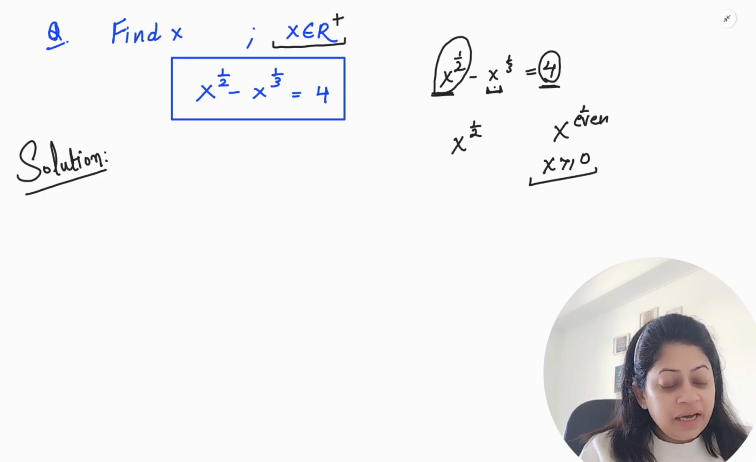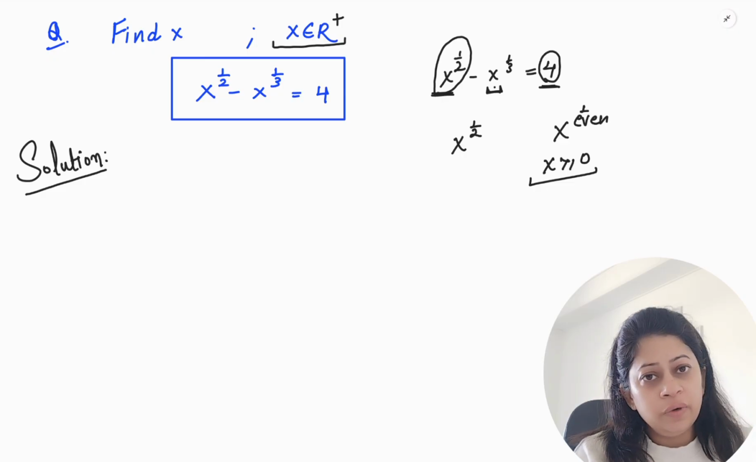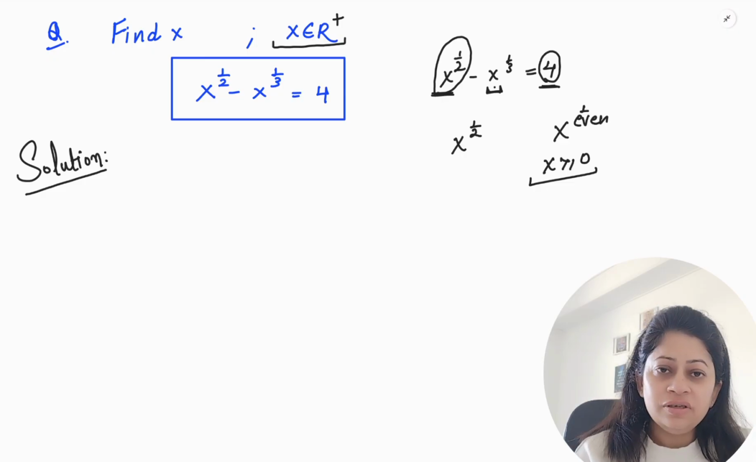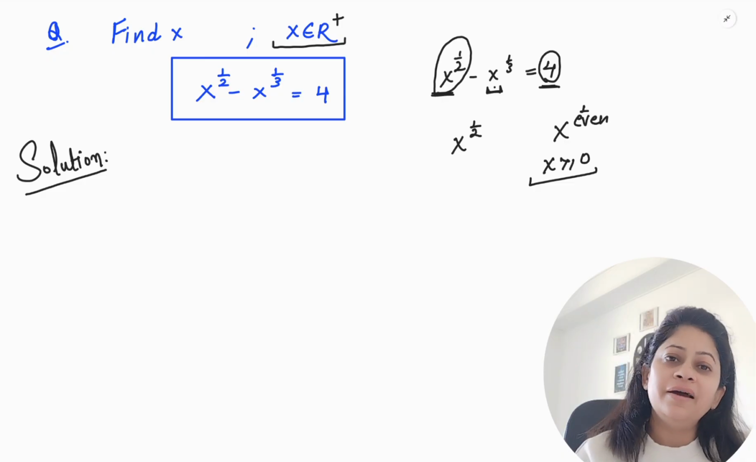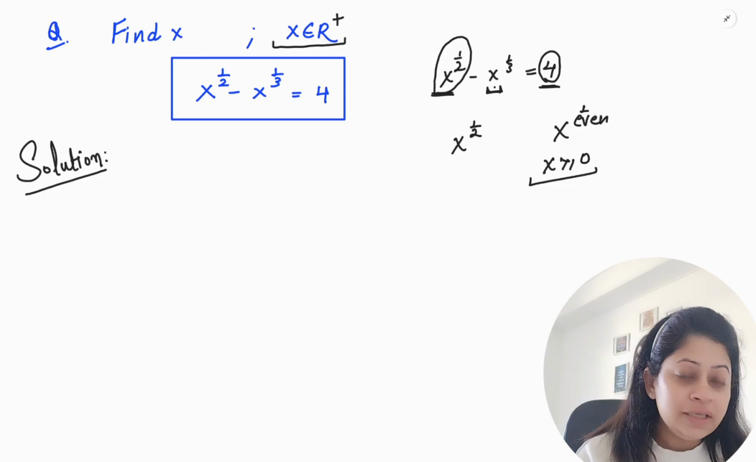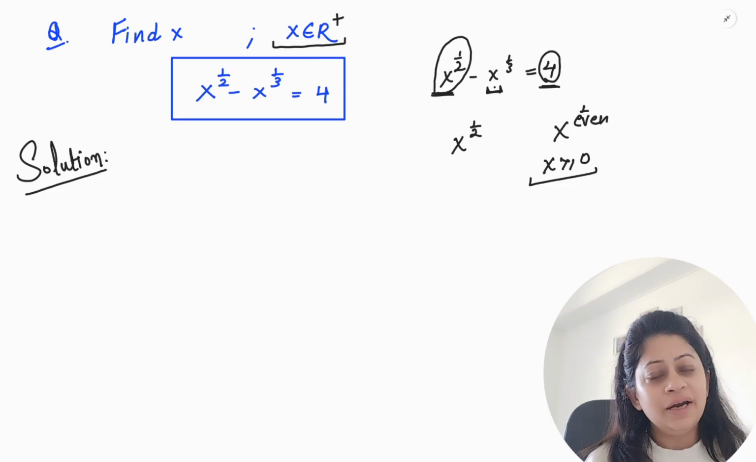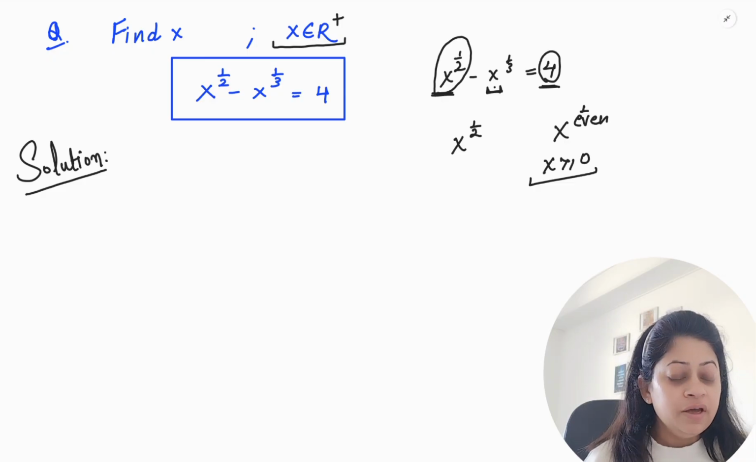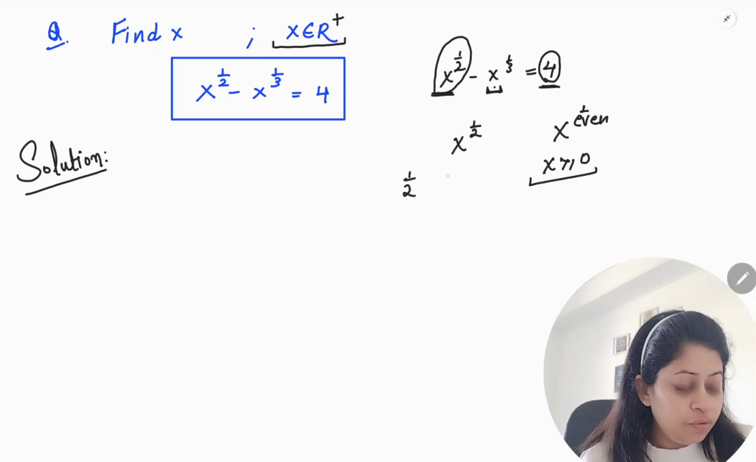This is not a linear equation, a quadratic equation or a cubic equation. I can solve linear and quadratic equations by taking the roots, and I can solve a cubic equation by finding one root by hit and trial and then dividing. But if I get an equation in this form, how do I solve it? There is a very easy trick. Always see what you have in the power: you have 1 by 2 and 1 by 3.